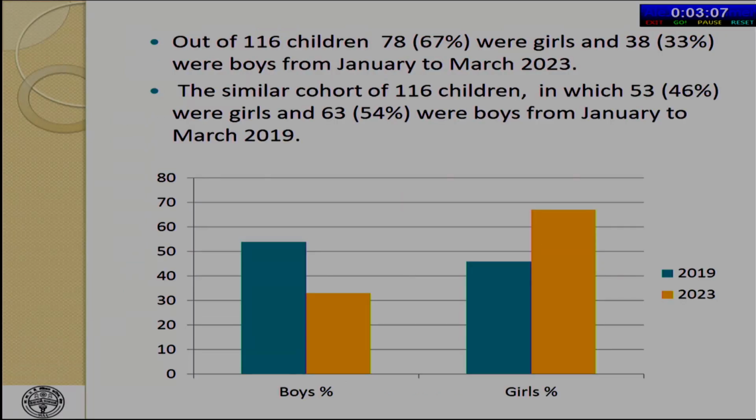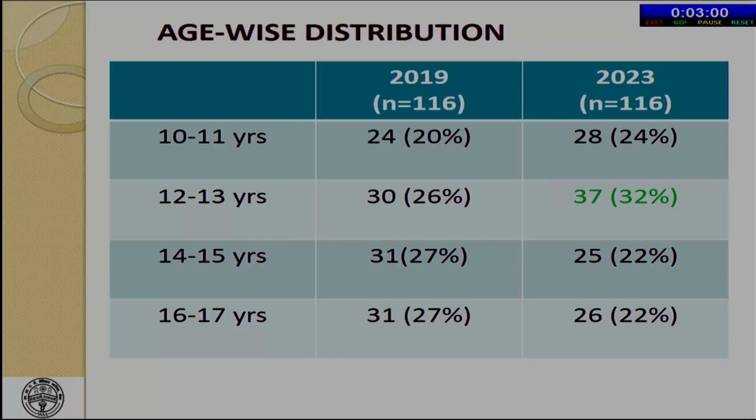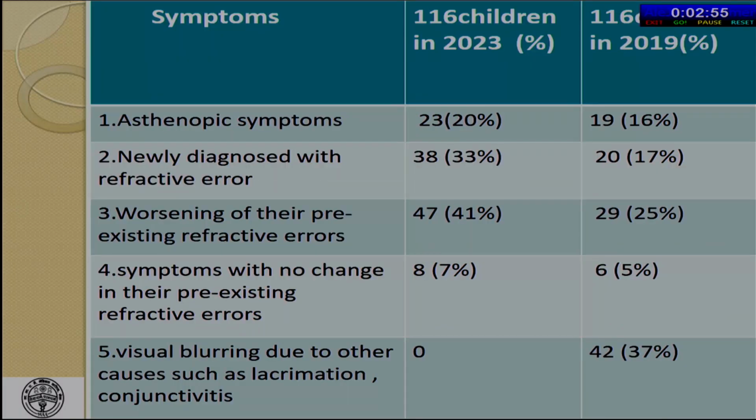Out of 116 children, 67% were girls and 33% were boys. And this is the age-wise distribution. There is no such difference. Now comparing 2023 and 2019 in symptoms, asthenopic symptoms are 20% higher as compared to 2019, newly diagnosed refractive error is 33%, and worsening of pre-existing refractive error is 41%. This is the increase in 2023 as compared to 2019.